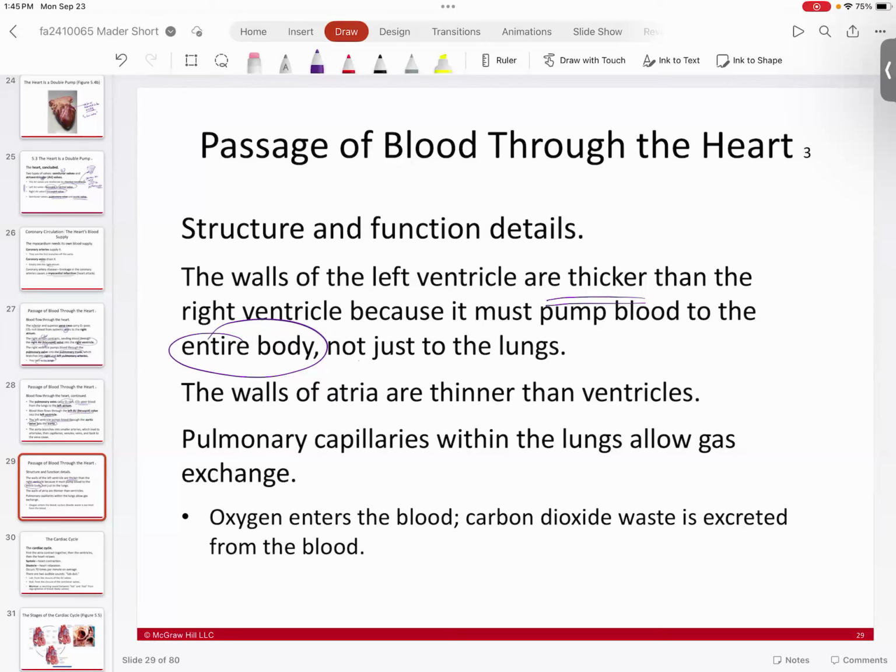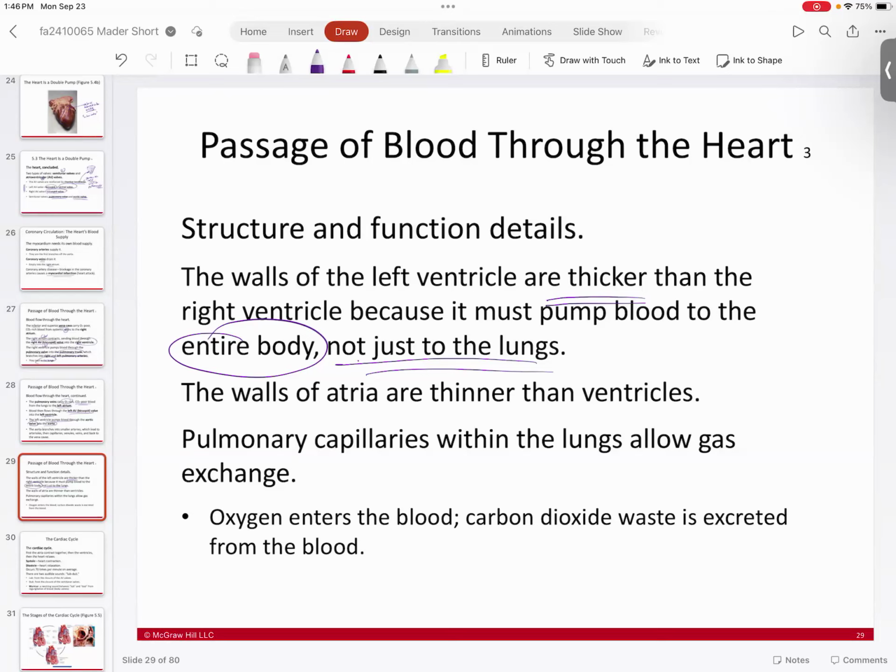The right side of the heart doesn't have to go very far. The lungs are just next door. So you don't typically need as much pressure from the right side as you do from the left side. If you were to dissect a sheep heart, you would notice that a heart really looks like a gigantic left ventricle with really thick walls, the septum and lateral wall are really thick. And then the right ventricle is just a little bitty thing off to the side.